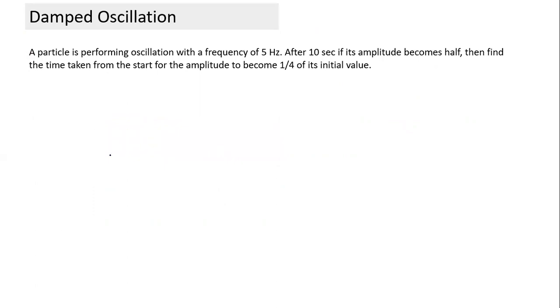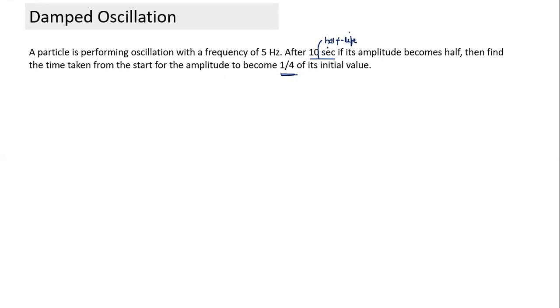Let's start with a simpler one. A particle is performing oscillation at a frequency of 5 Hertz. After 10 seconds, its amplitude becomes half. This time is what you may also call the half-life. So in 10 seconds the amplitude has become half, or we can say the energy has become 1/4. Find the time taken from the start for the amplitude to become 1/4 of the initial value. How much time will it take? 20 seconds. This is something all of you can do.